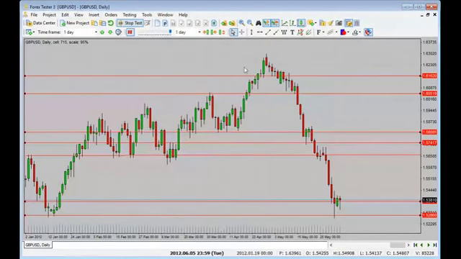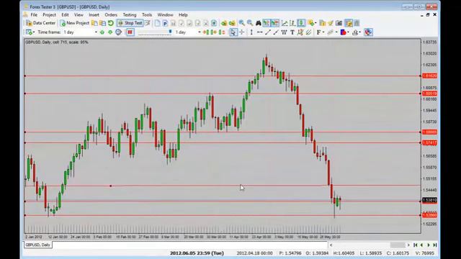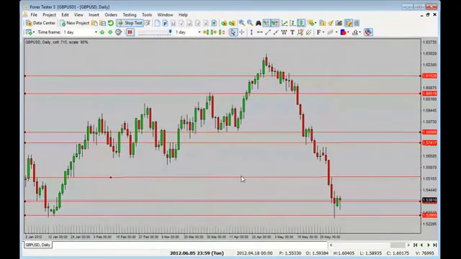We see that price is into the support level here, and now we have a pin candle. So I think it could go higher. It could go into this previous support and resistance level, right into there, just about 1.55, or it can go back and test.